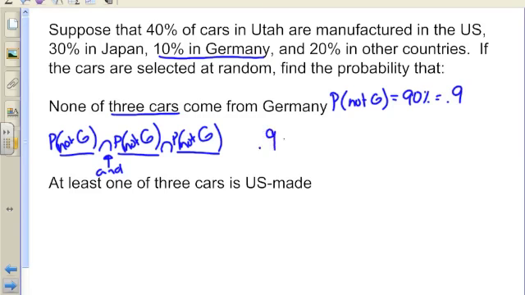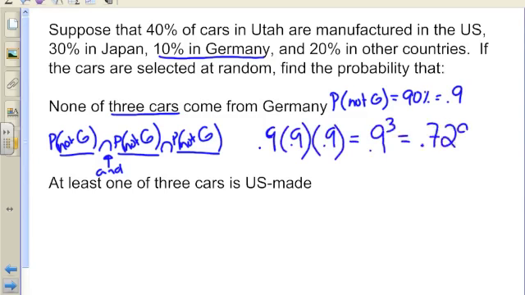Remember, "and" tells us to multiply. I'll just put parentheses. I don't want to get confused with all my little dots here. Not Germany, and not Germany, and not Germany. So what I have here is 0.9 to the 3rd power. If I plug that in my calculator, I get 0.729. And that's my answer. The probability that none of 3 cars come from Germany is 72.9%.